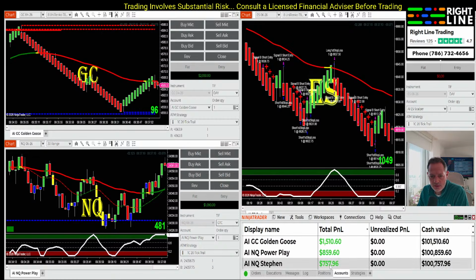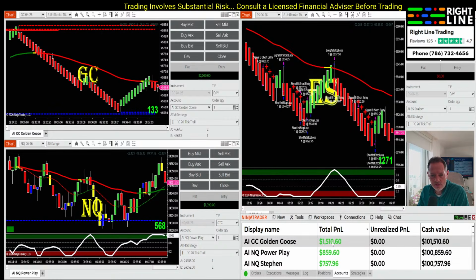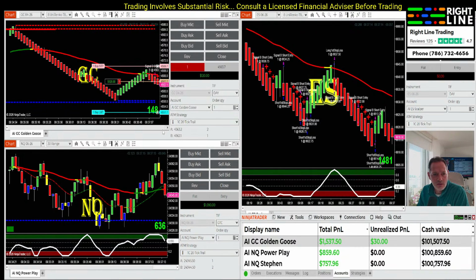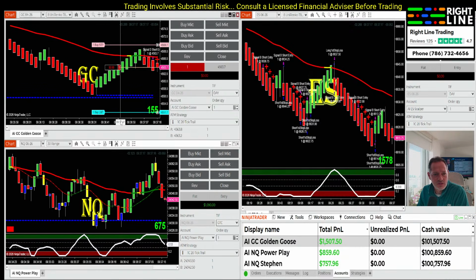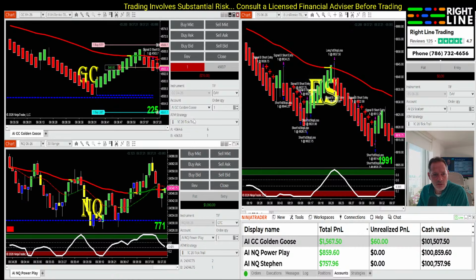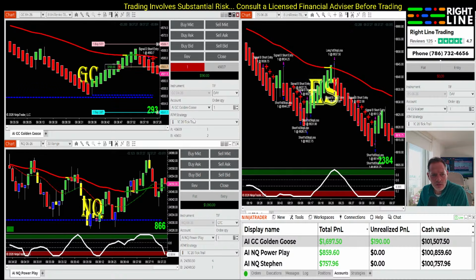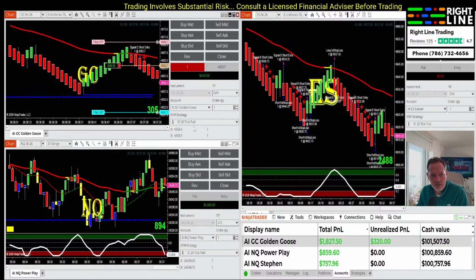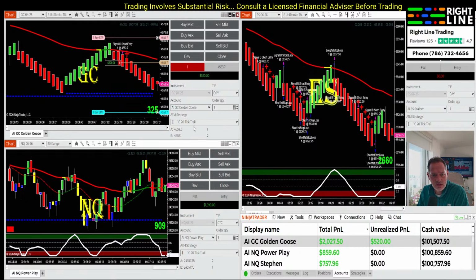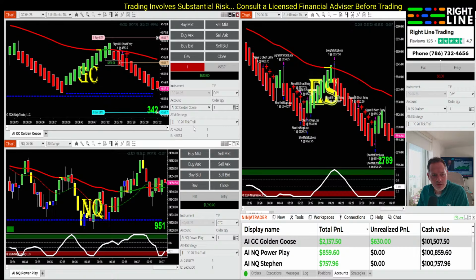I've had the golden goose as is loose, as they say. Golden goose just took a signal D entry right here. Golden goose signal D. Giving this one 60 ticks of heat, so it can take a pretty good pullback.